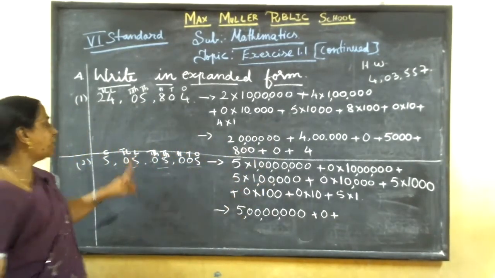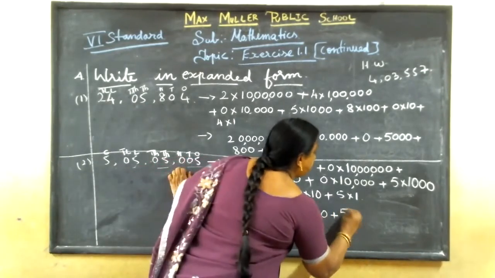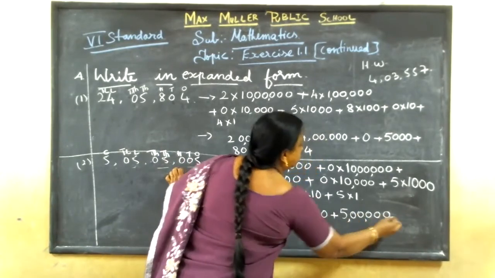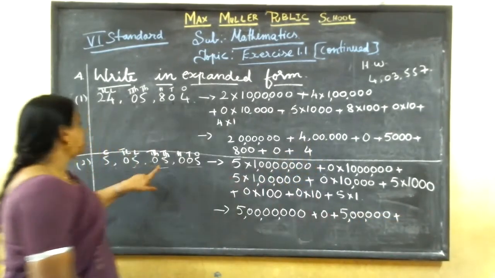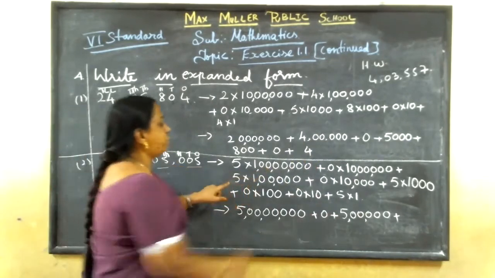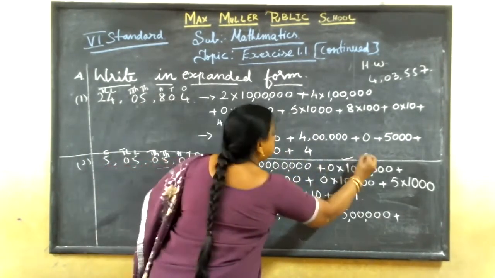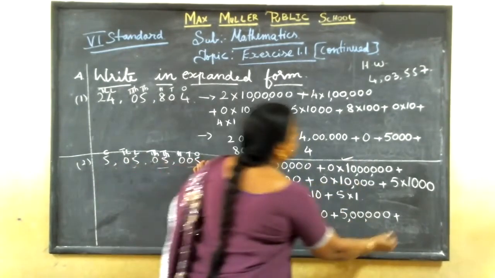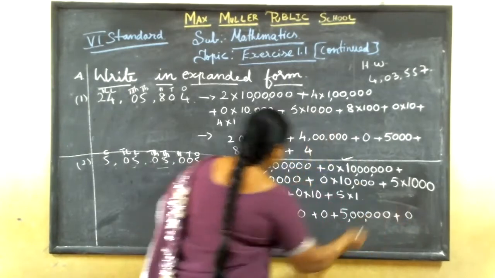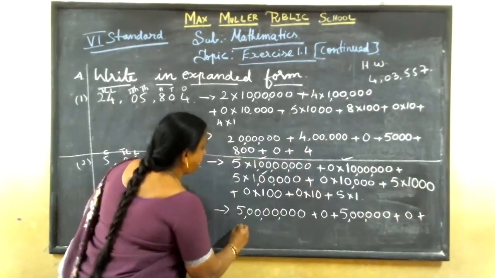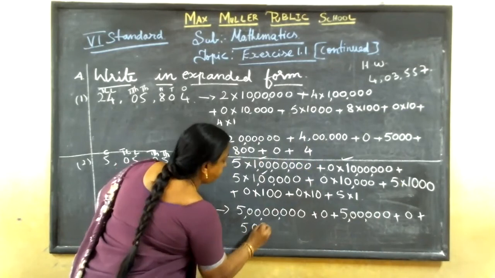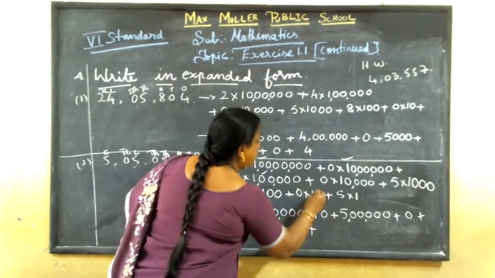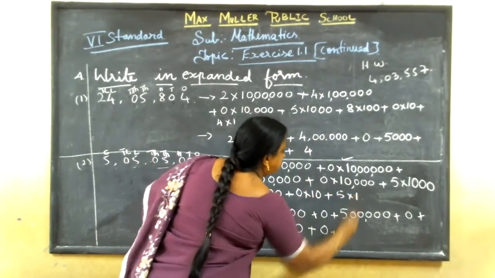5 into lakh is 5 lakh. 5 followed by 5 zeros: 1, 2, 3, 4, 5. After that, here 10,000. This is over, 5 lakhs over. First this is over, this is also over. Now we multiply: 0 into 10,000, if you multiply, how much will you get? 0. Plus 5 into 1,000 is 5,000, plus 0 into 100 is 0, plus 0 into 10 is 0, plus 5 ones are 5.